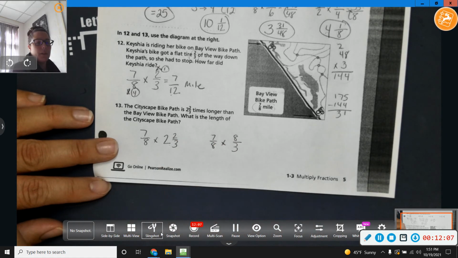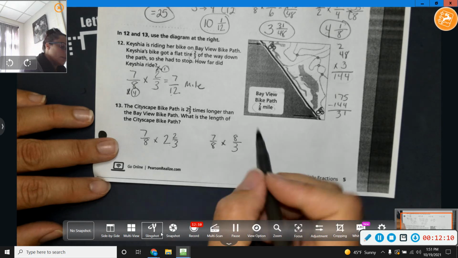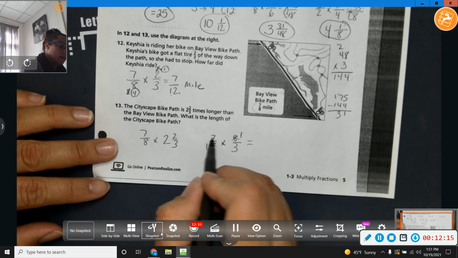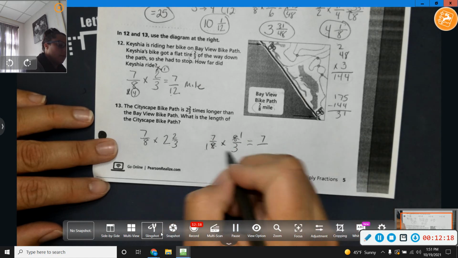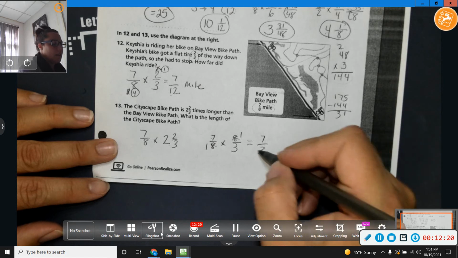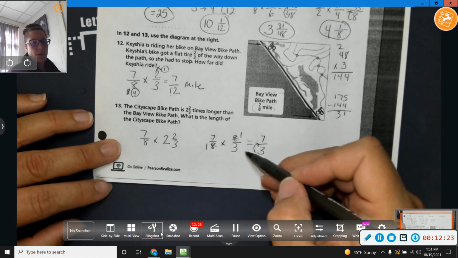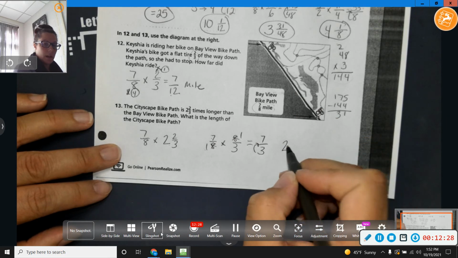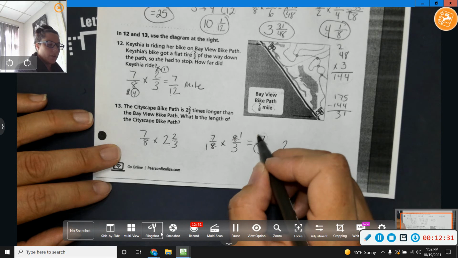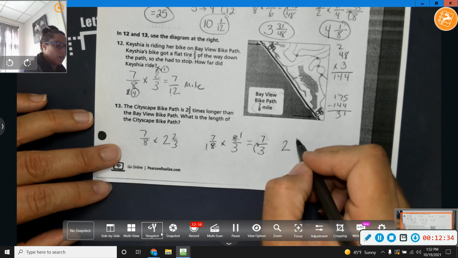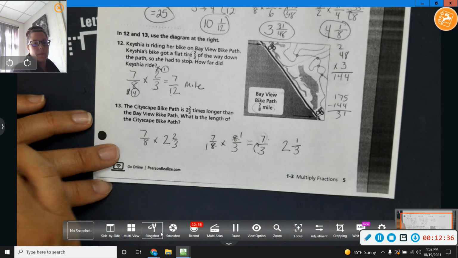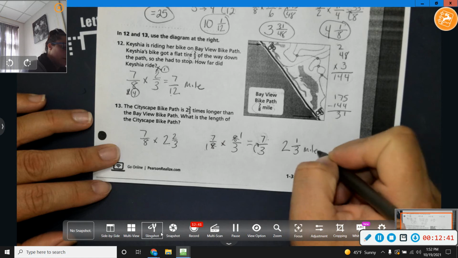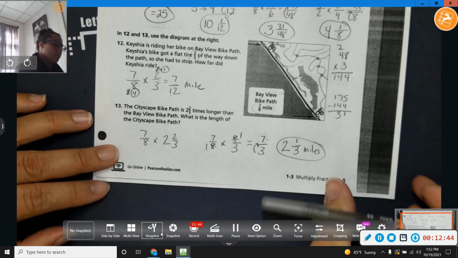I love it when this happens, right? So the 8's cross off, change to 1. Now I can multiply. 7 times 1 is 7. 1 times 3 is 3. Now I have to make it into a mixed number. So how many 3's go into 7? 2 whole 3's, okay? And I know 2 times 3 is 6, so if I've used up 6 of them, I have 1 left over 3. So the Cityscape Bike Path is 2 1/3 miles. Okay?